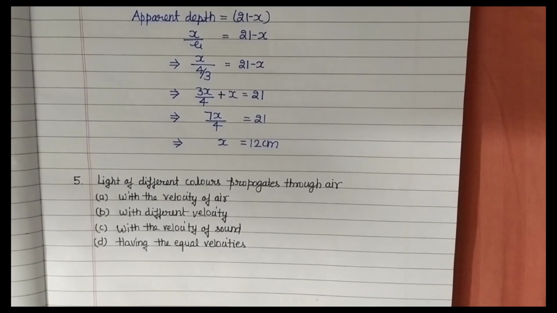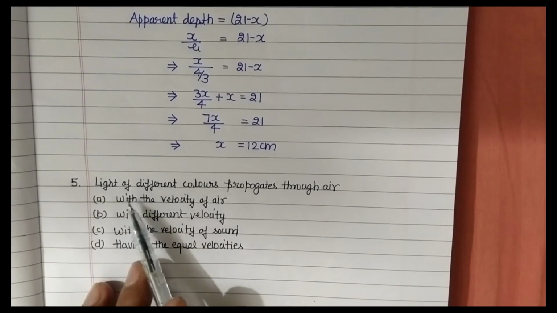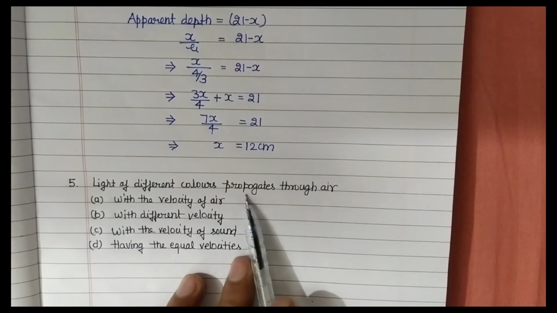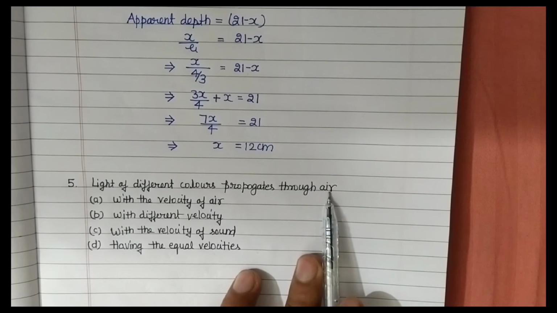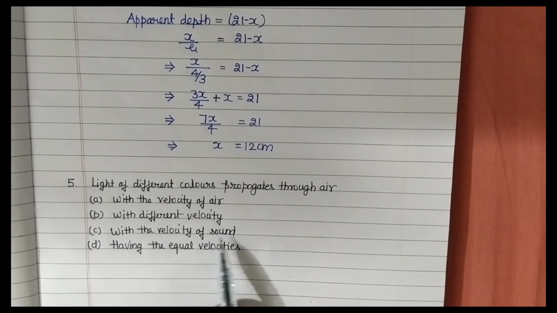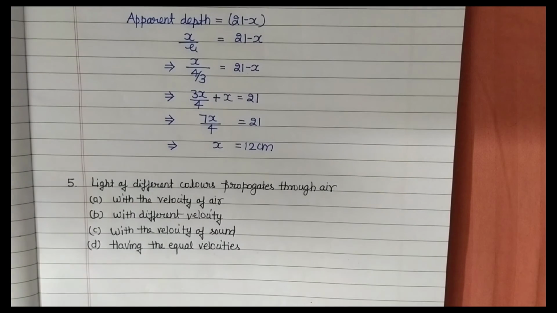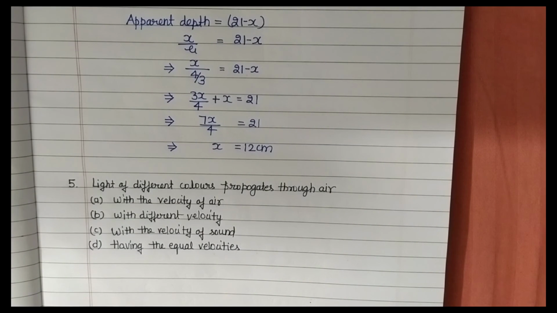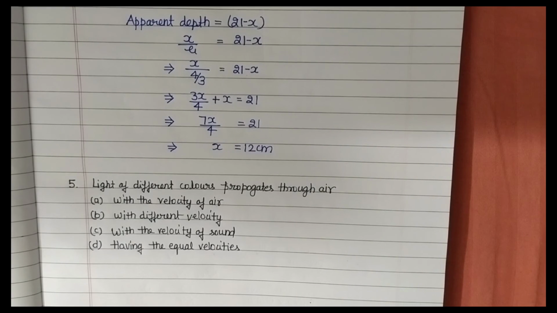अब एक फिफ्थ प्रॉब्लम कह रहा है कि लाइट ऑफ डिफरेंट कलर्स प्रोपोगेट्स थ्रू एयर with the velocity of air, with the different velocity, with the velocity of sound having equal velocity। तो एयर में जो लाइट होती है वो स्पीड ऑफ लाइट 3×10⁸ होती है। तो कौन सा ऑप्शन सही होगा?